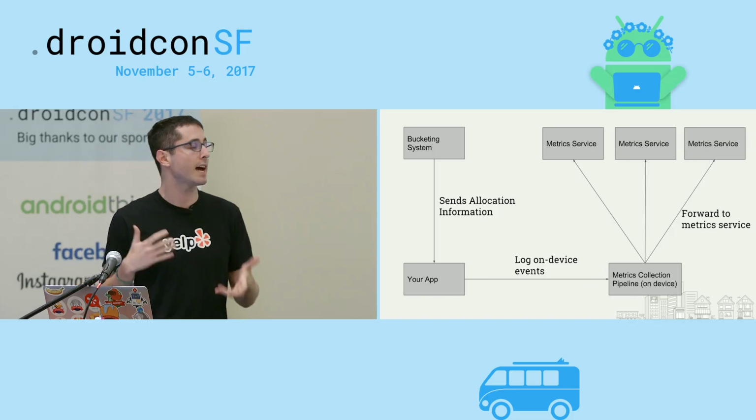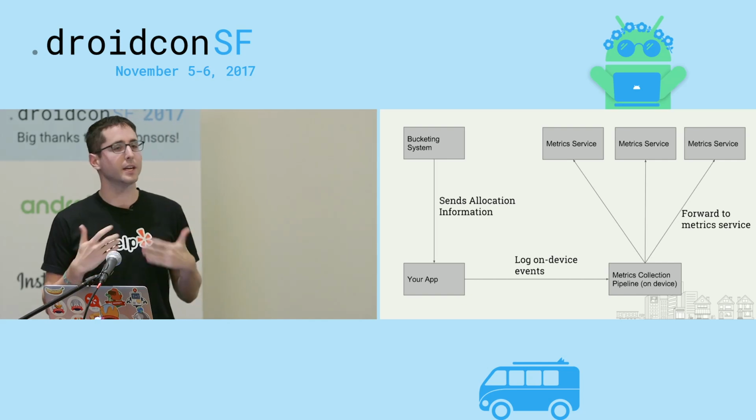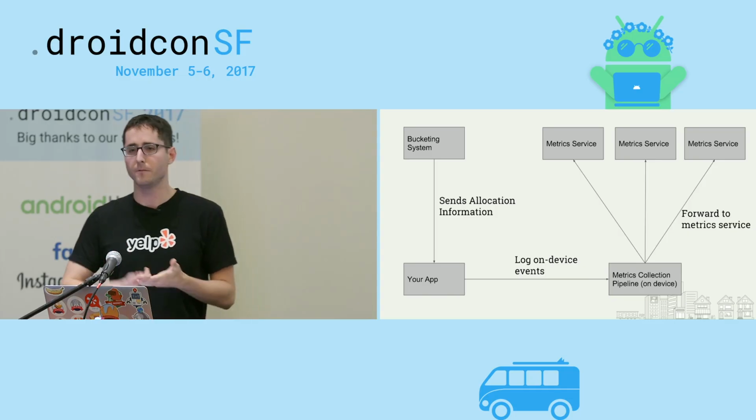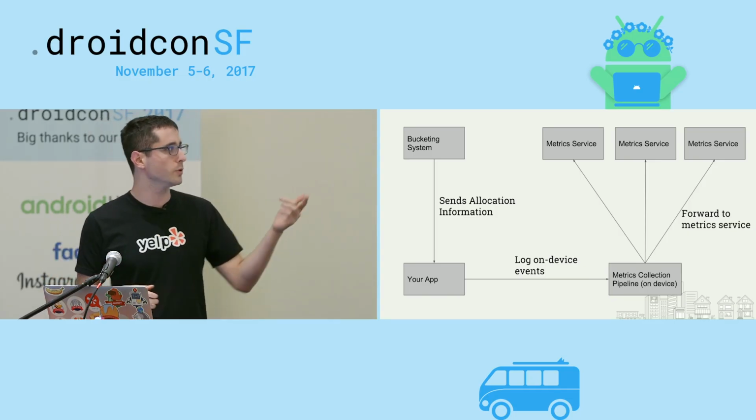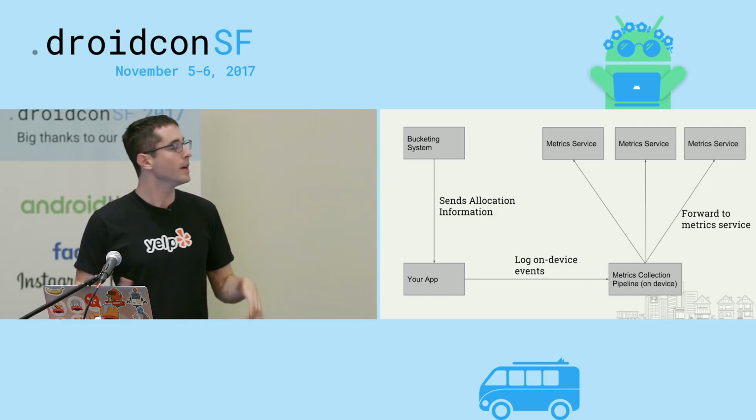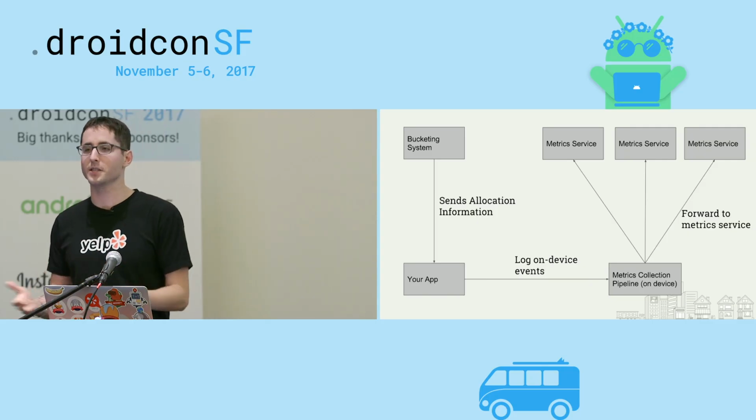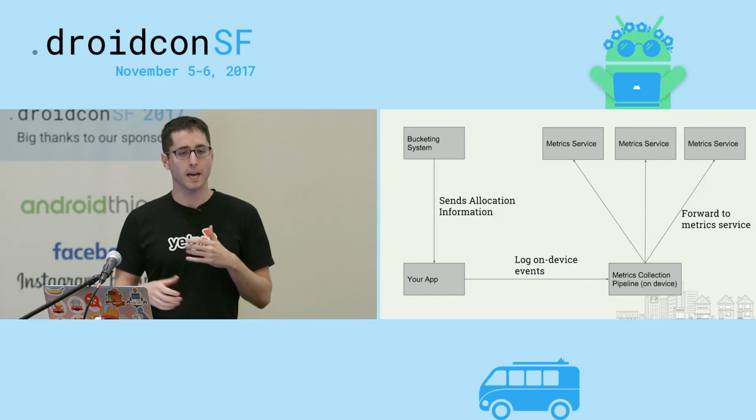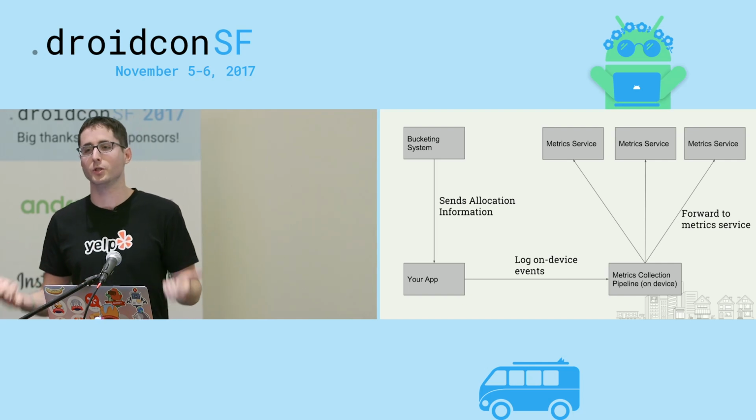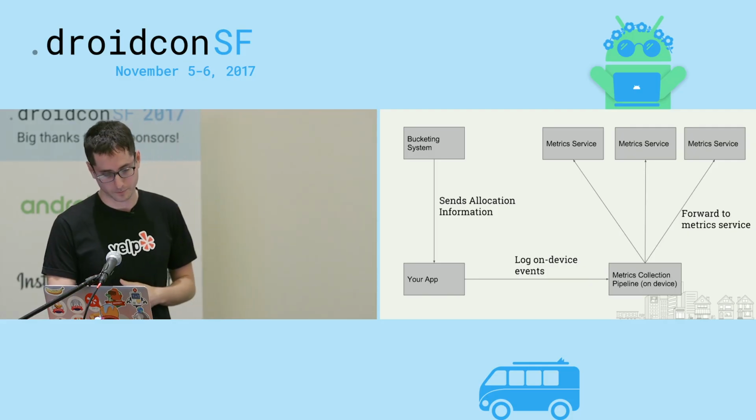That bucketing system is going to send allocation information down to your app. Your app is then going to be logging on-device events, so things that your users are doing, whether it's interactions with things they're clicking on, push notifications they're receiving, or views they're seeing within your app. I also might use the term analytics or even metrics for these types of on-device events for the purposes of this presentation. Basically, the idea here is you're tracking what your users are seeing and what they're doing. After you do that, you're going to send that into some sort of metrics collection pipeline, which will transform and decorate that data in any way that's important to you. And then you'll send it on to a metrics service where you can actually do analysis and figure out what your users are doing with your application and if your experiments are working.